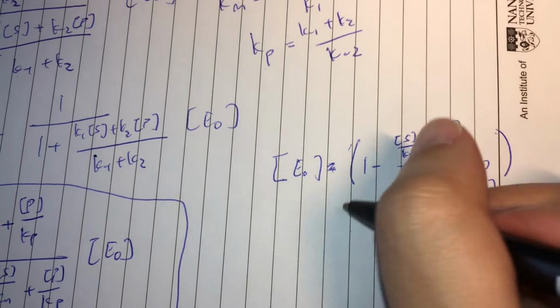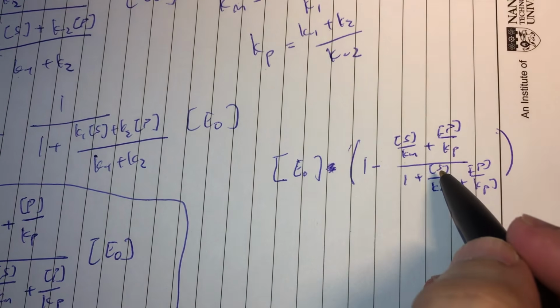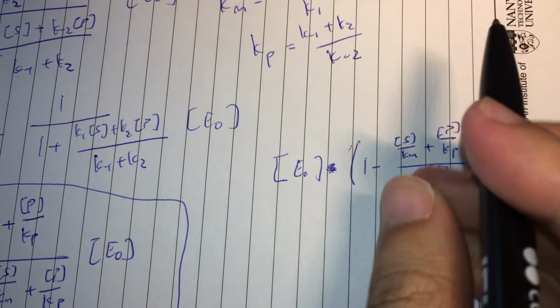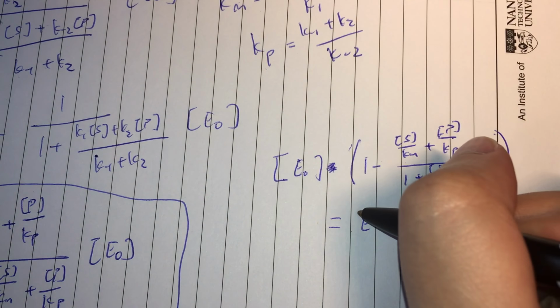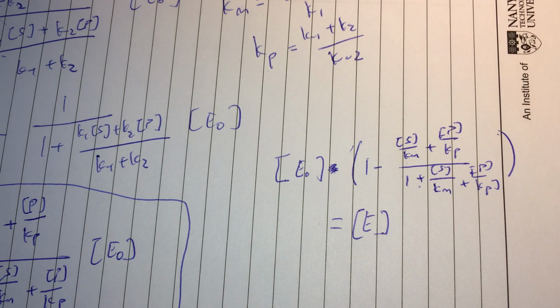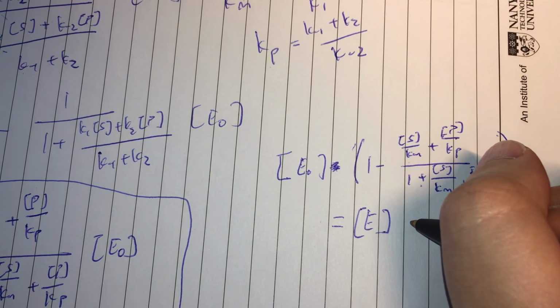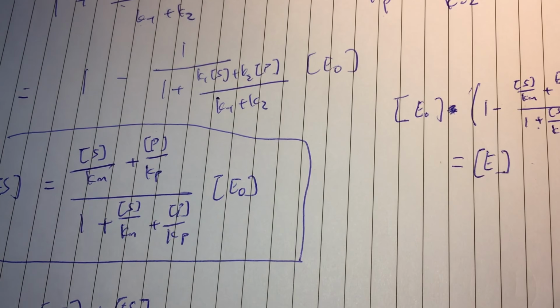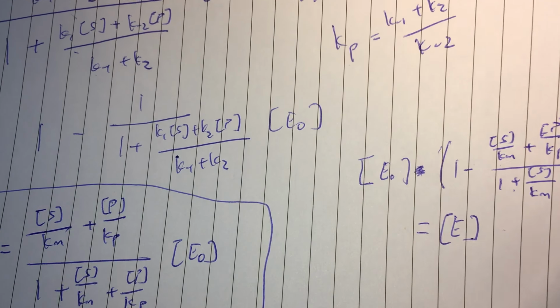So this multiplied by this will give you E. Okay, no problem. And now we can substitute these two results, this E and E naught, back into our first equation. Let's see where that brings us.